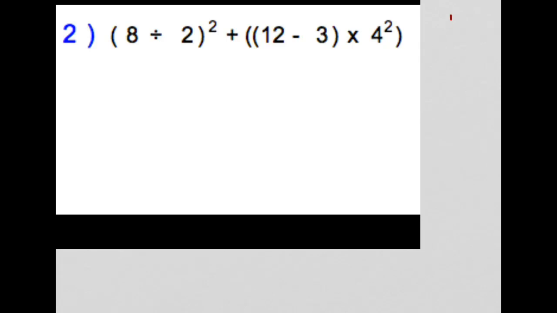Before I start solving this, I want to remind us that when we solve order of operations we use PEMDAS. Multiplication and division you have to go left to right, and addition and subtraction you need to go from left to right. So first thing I'm looking for is parentheses, and I've got a couple different parentheses.